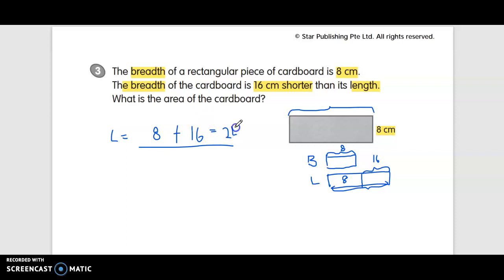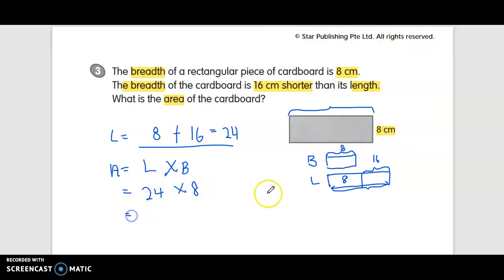Now, the question is asking you for the area. So children, how do we find area? Again, the formula. Area equals to length times breadth. So, which means the length is 24 multiplied by the breadth, which is the 8 cm that we know at the beginning.